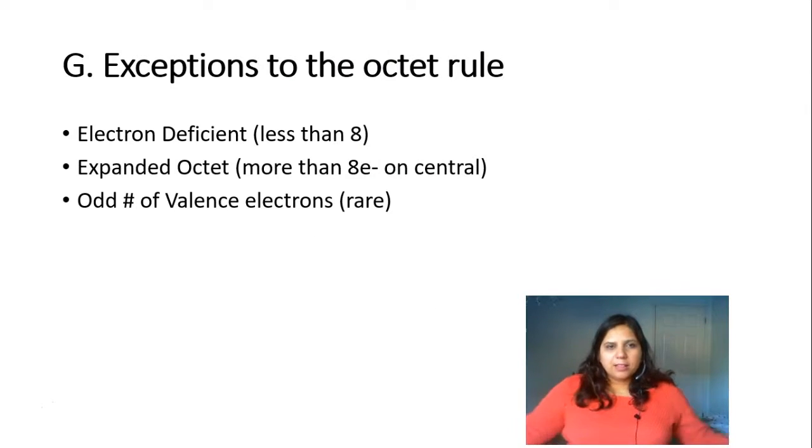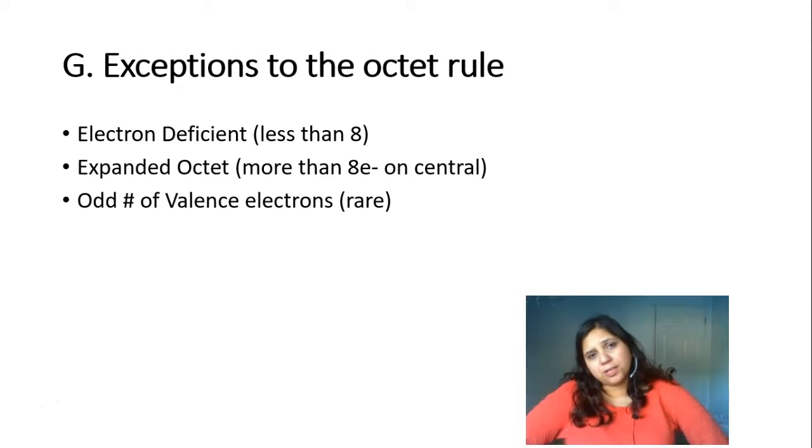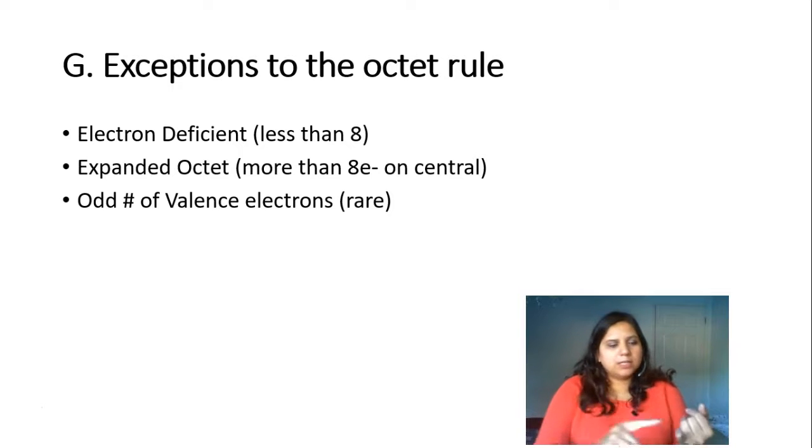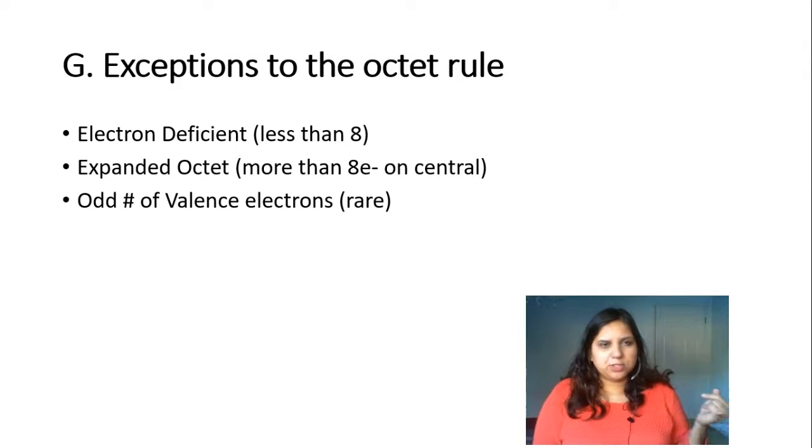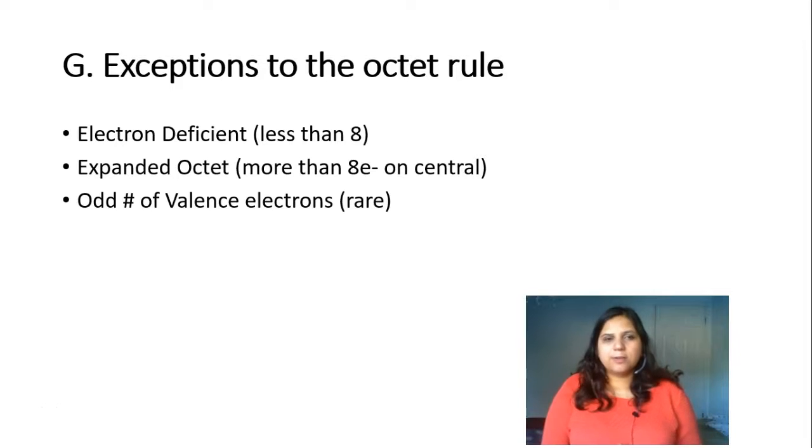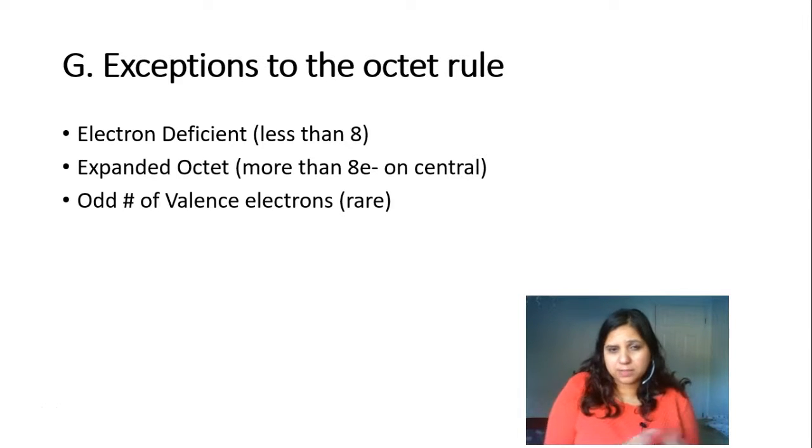All right. Last part of this is the exceptions to the octet rule. There are 3 that you need to know. One is electron deficient. Deficient meaning not having enough. So it would have less than 8 valence electrons. The second is expanded octet, where we have more than 8 valence electrons, and these are going to be on the central atom only. And then the last one is what do you do if you end up with a compound that has an odd number of valence electrons? These are very rare, but they do exist.